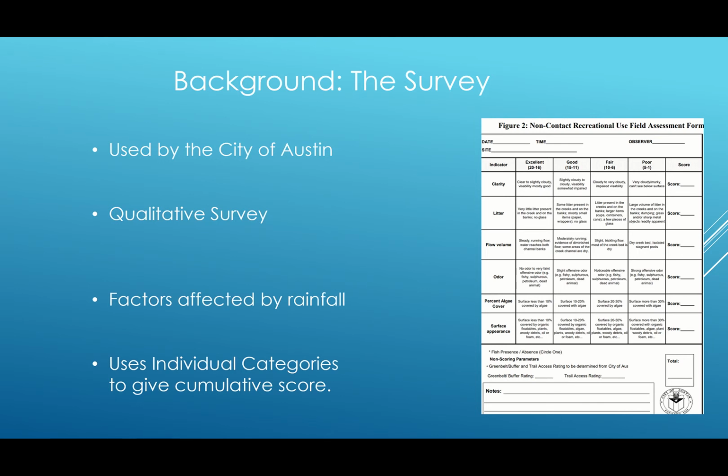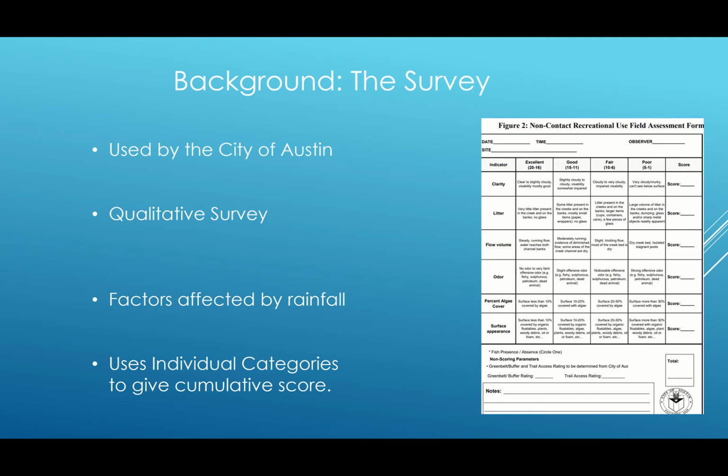Alright, so getting into some background here, I wanted to start out with this survey that I'm referring to, which is this non-contact recreational use field assessment form. This field assessment form is used by the city of Austin to assess different bodies of water. And obviously it's a qualitative sort of survey. You're looking at different individual categories, such as seen to the right: the clarity, litter, flow volume, odor, percent algae cover, and surface appearance.